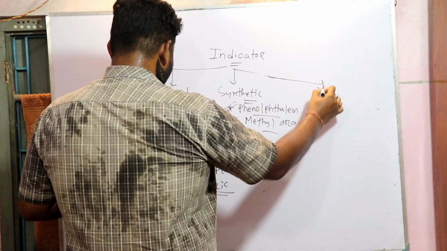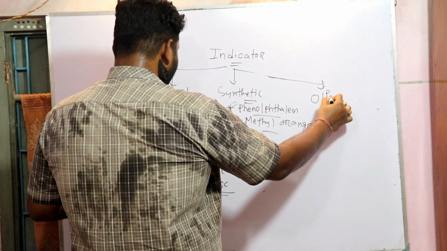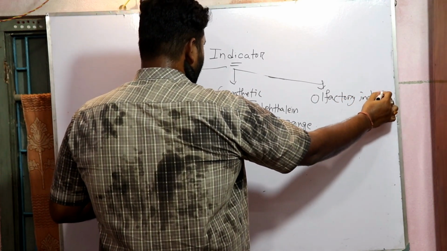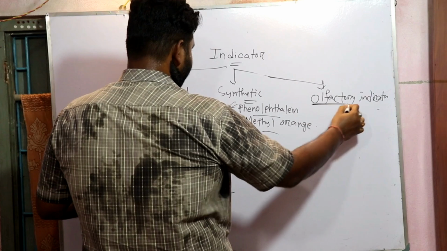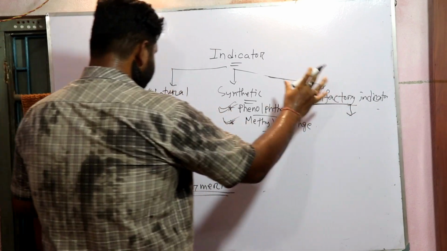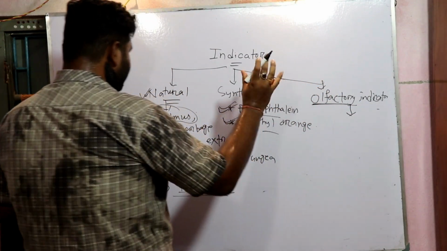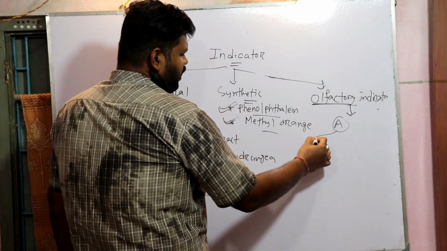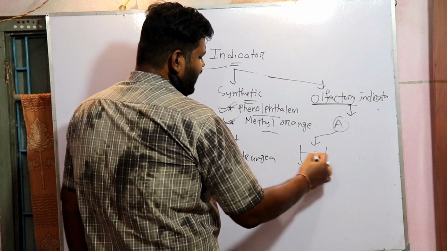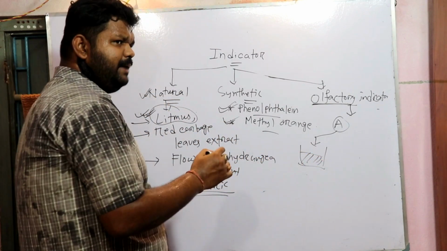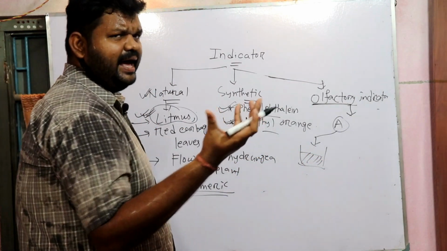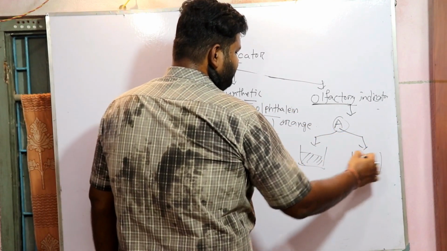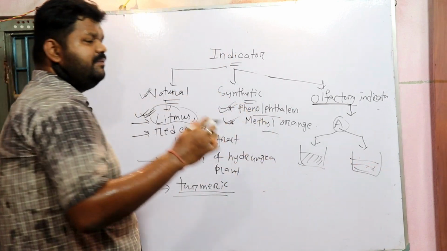And number 3 is olfactory indicators. What do you mean by olfactory indicators? Olfactory means the substances which have different odor in acid and base. Suppose A is a substance, when it is situated in an acidic solution, then it will give a type of odor, and when this A is situated in basic solution, then it will give some different odor.